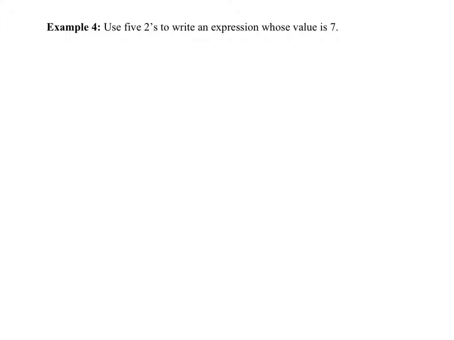Give me one as soon as you've got it. Yeah, go, Francisco. 2 plus 2 plus 2 plus 2 over 2. Very good. Agreed. That is 7 indeed. It's 6 plus 1, right? Which is 7, and there are 5 twos used there. So try to think of another way to come up with the number 7.